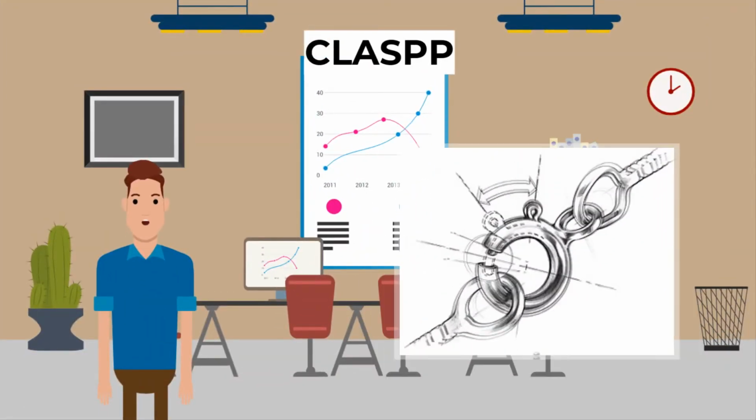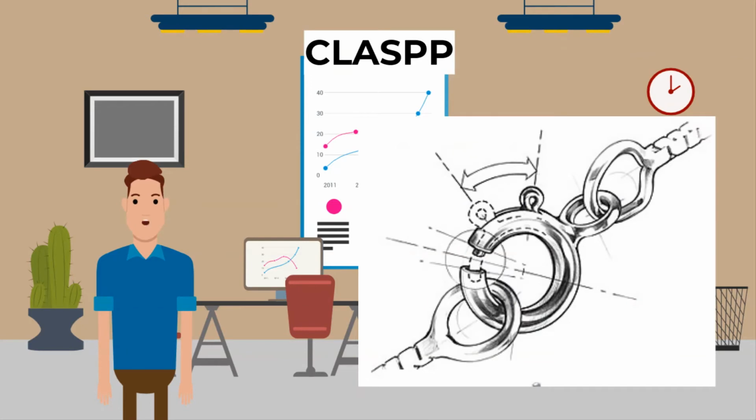A CLASPP is something that holds things together. But, in this case, spelled with 2 P's, so the acronym makes sense. It stands for the 6 types of evaluation in IB economics.